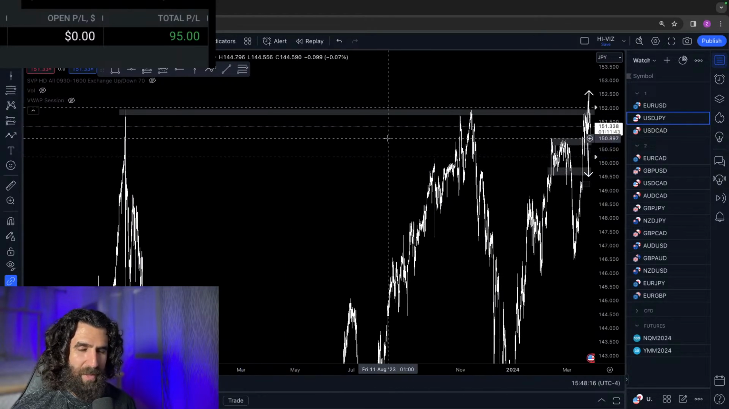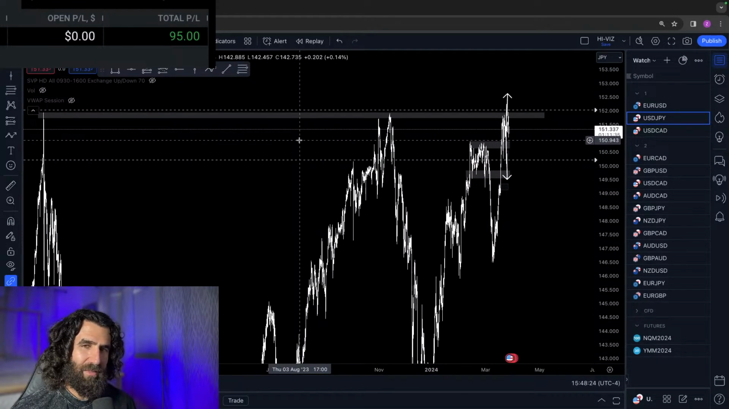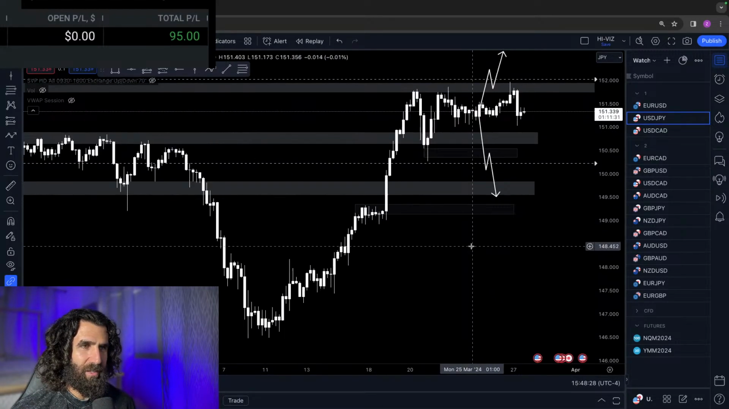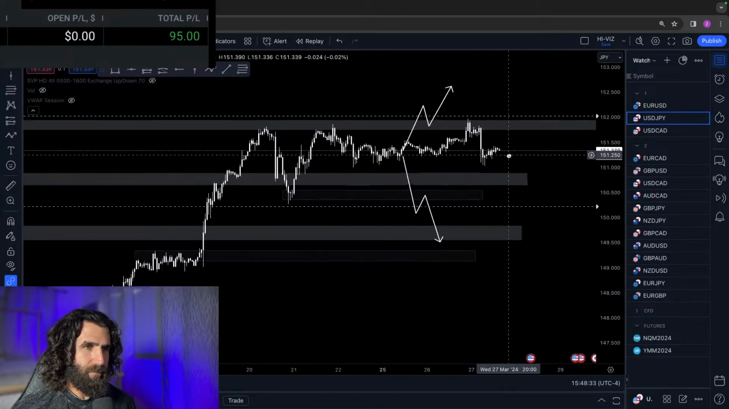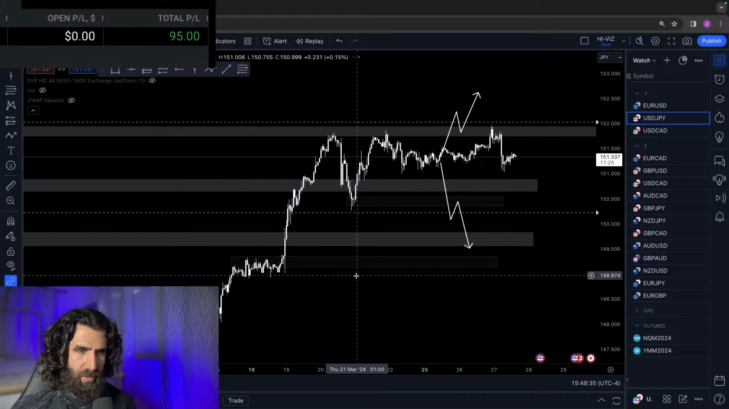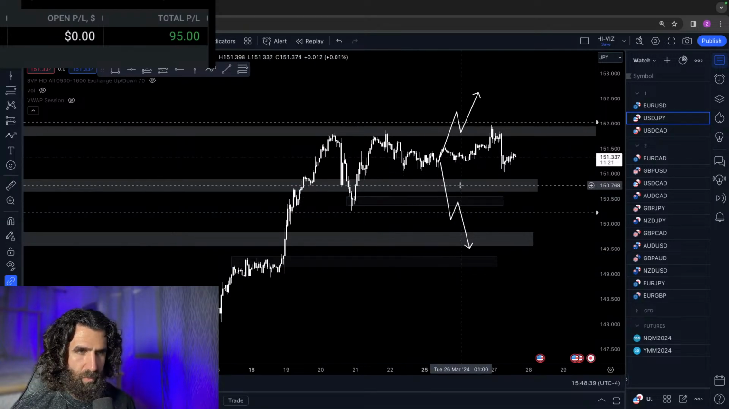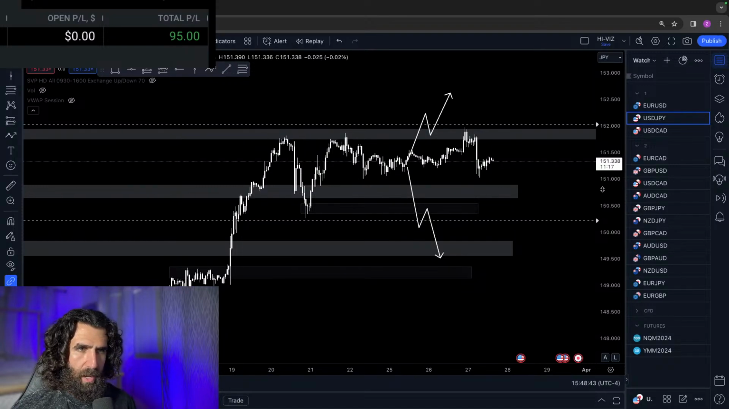There's some more fundamentals involved in how this pair is going to move. But as a technical analyst trader, I'm just trading the chart. I'm taking a look at what I see here and trading accordingly. So when I look at this on the 1 hour, here's my analysis that I shared in the free Telegram. If you're not in there, make sure you hop in the free Telegram. I share a bunch of stuff every day.